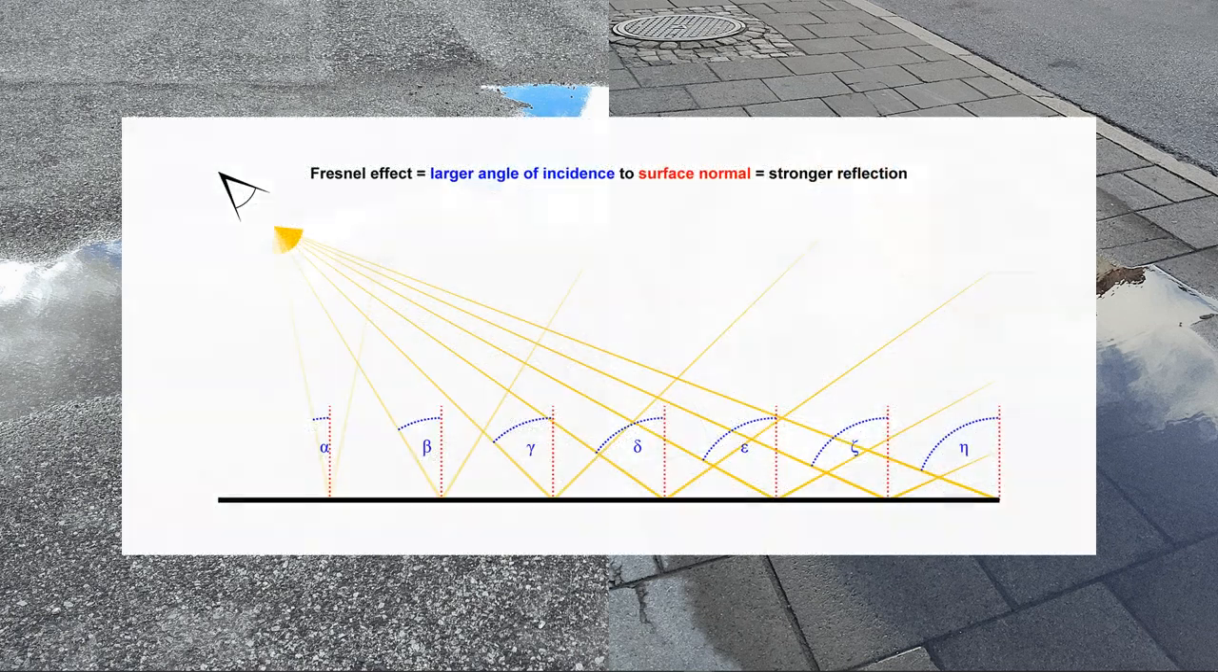The next thing to observe is that reflectivity and transparency both depend on the viewing angle. The larger the viewing angle, the stronger the reflections and the weaker the transparency. This is known as the Fresnel effect.